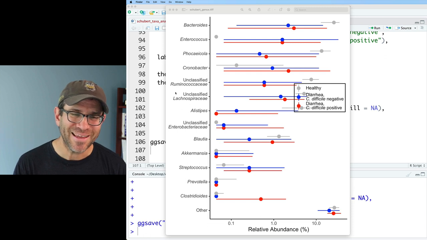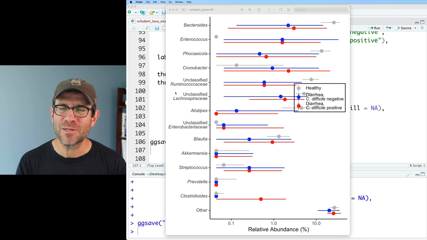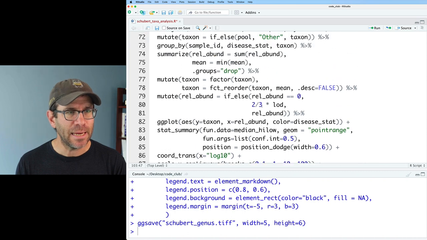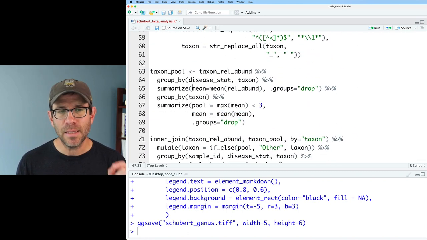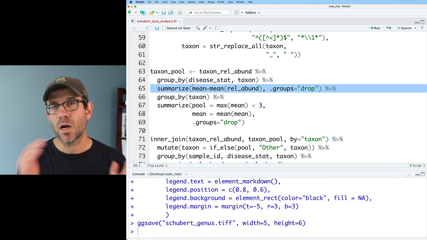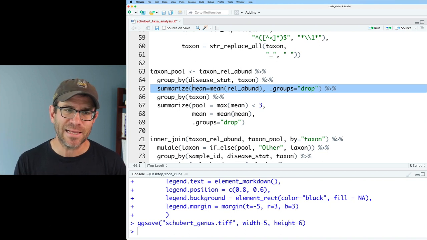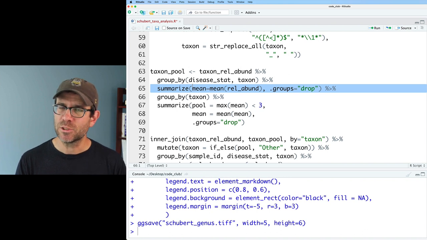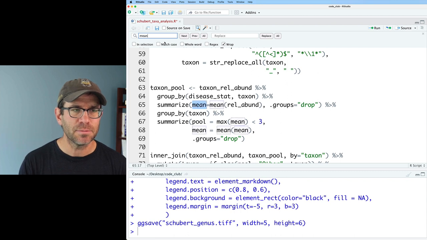As always, there's a number of things I'd like to change. One thing that this has me thinking about as we've been talking about means and medians is that when I talked about pooling the data way back up here with taxon pool, I was looking at the mean relative abundance across individuals within each of the three different treatment groups or disease status groups for each of my taxa. If I'm plotting the median, I should probably be using the median throughout and not switching back and forth between the mean and the median. So what I will do is go ahead and find and replace mean with median.